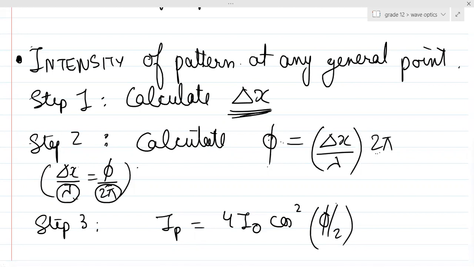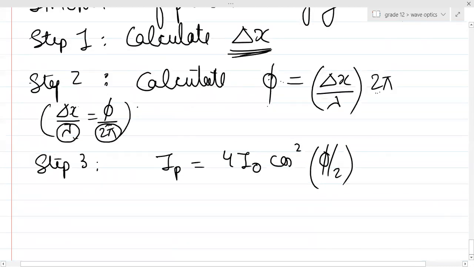Guys, for the path difference, we have derived the intensity at point P in interference. When the intensities were equal, I1 equals I2 equals I naught. Since the sources have the same intensity, the intensity at point P will be 4 I naught cos square phi by 2, and in place of phi I'll write this thing.